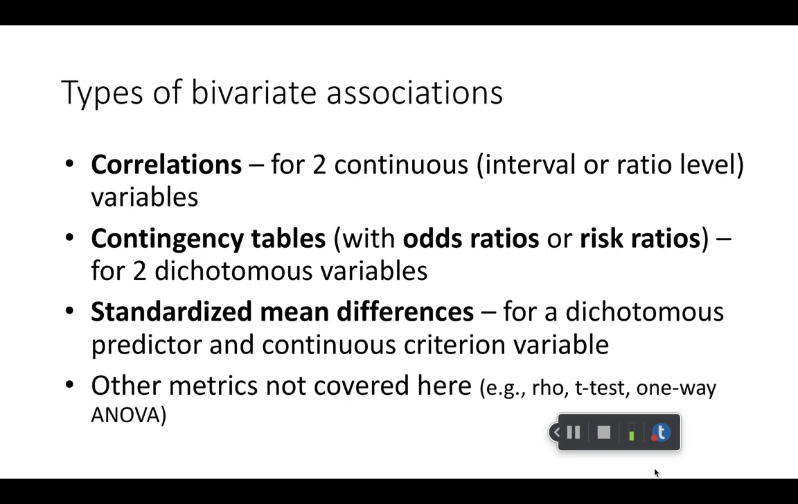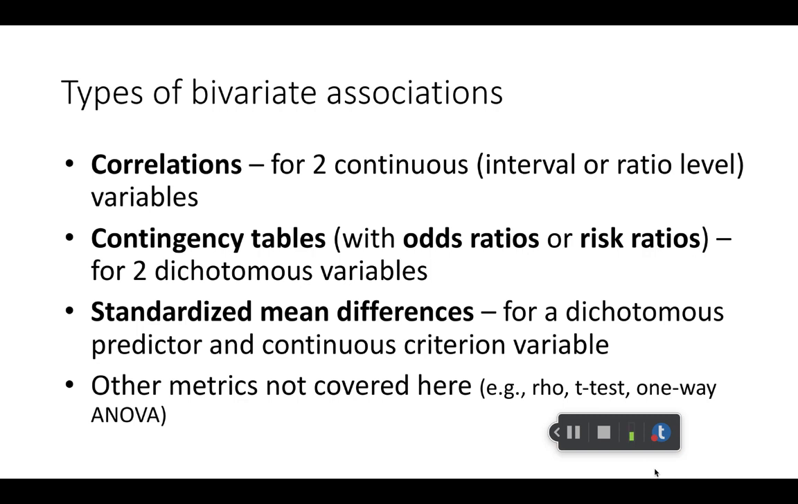There are several types of bivariate associations, depending on the kind of data that we're working with. We use correlations to look at associations between two continuous or interval or ratio level variables. We use contingency tables with either odds ratios or risk ratios to examine associations between two dichotomous variables. And we use standardized mean differences to look at a dichotomous predictor in relation to a continuous criterion variable.